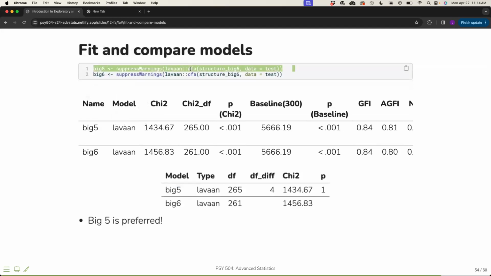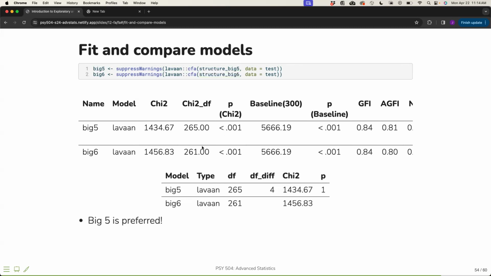And what we're going to do is use a function from lavaan called cfa. We're going to fit a CFA to our Big 5 and then a CFA to our Big 6, and then we're going to compare these models. So we're going to look at model fit indices, and then we're going to look at a chi-square change, a likelihood ratio test between the two models to see which one is preferred.